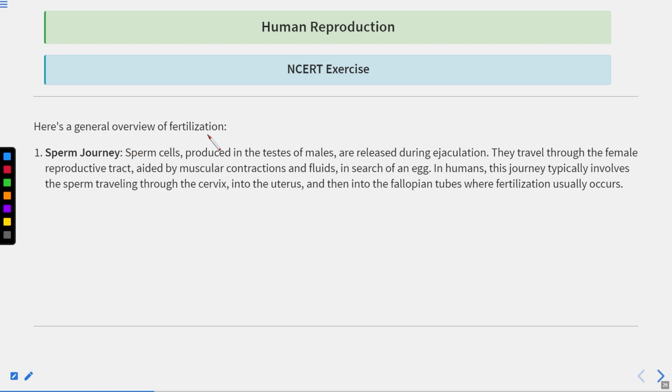Now here's a general overview of how the fertilization takes place. First is the transfer of the sperm into the female genital tract. This is known as insemination. The sperm cells are produced in the seminiferous tubules of the testes. These are released during ejaculation. Now they travel through the female reproductive tract, aided by muscular contraction as well as the fluids, in search of an egg.